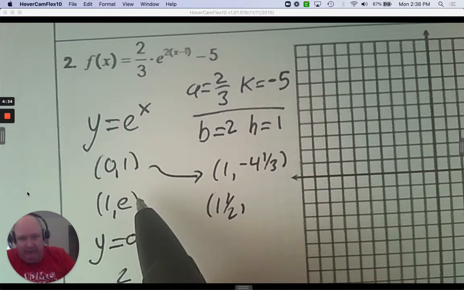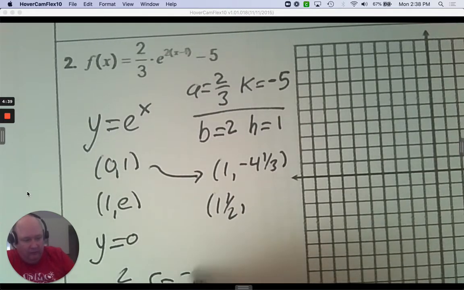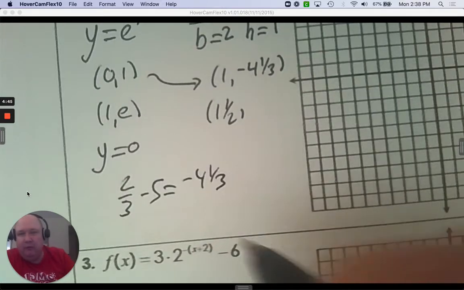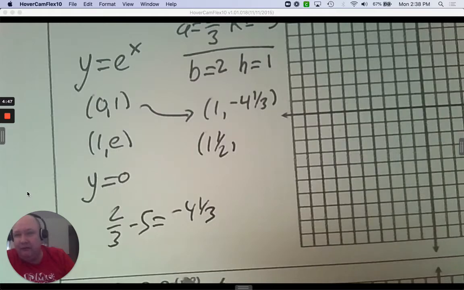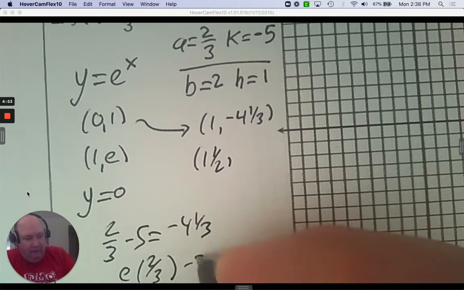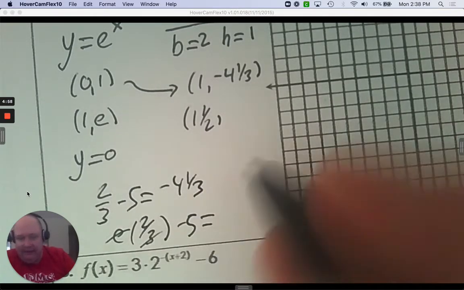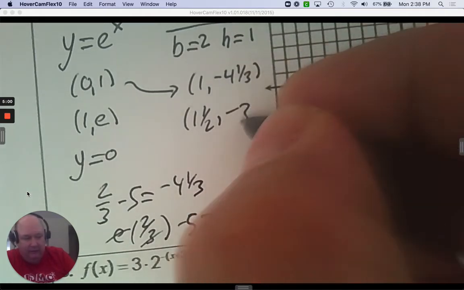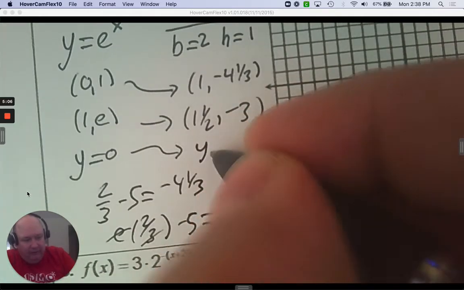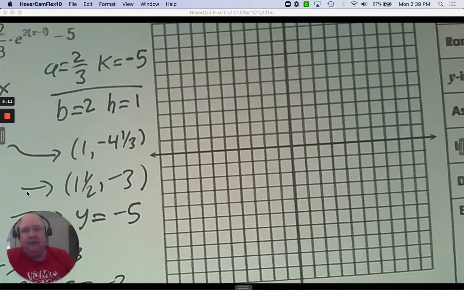The y coordinate, we're going to multiply by 2/3. Now remember that e is about 2.7. You could even round e to 3. So when you go e times 2/3, take away 5, e and 3 as an estimate, they divide out and leave you the answer -3. So now we have 2 points to put on our graph. The asymptote is what k equals, so the asymptote is at -5. All right, put this on your graph.